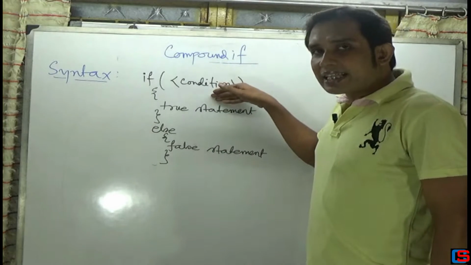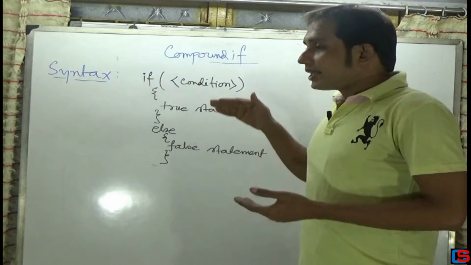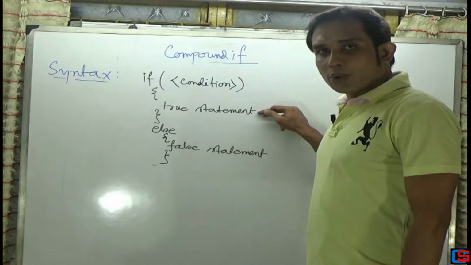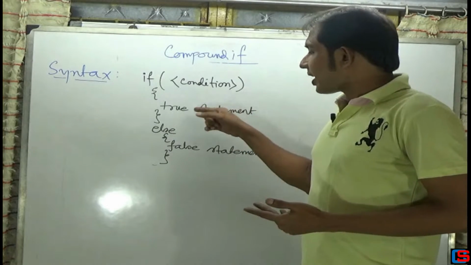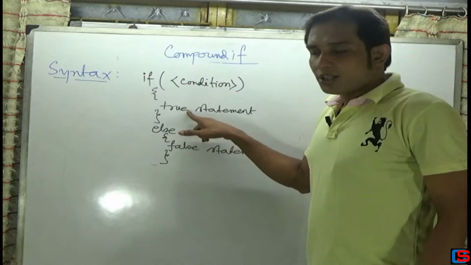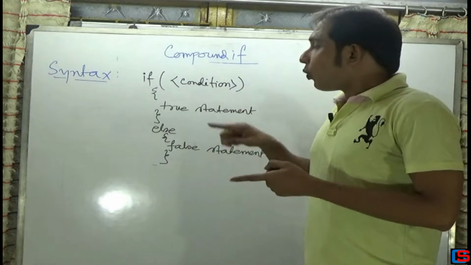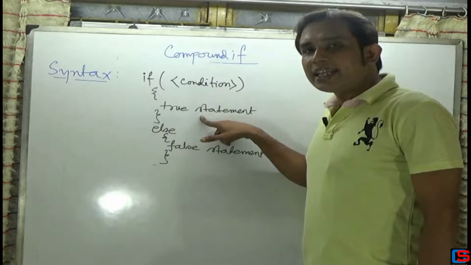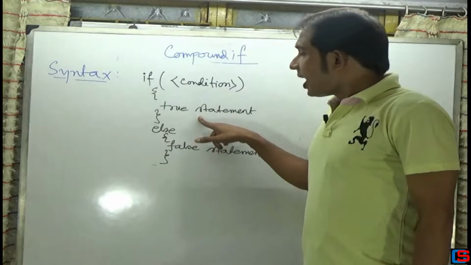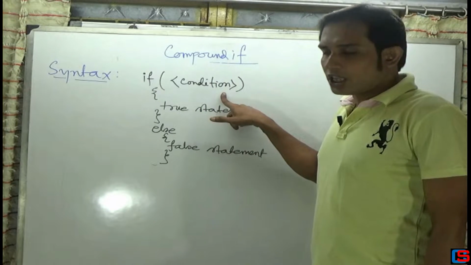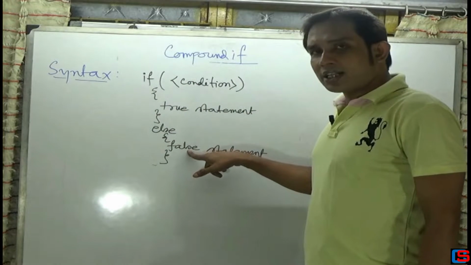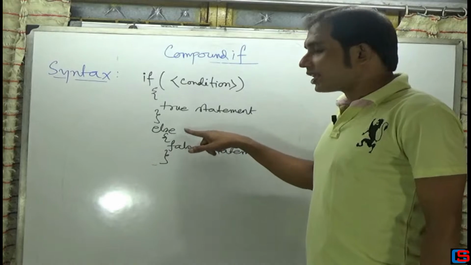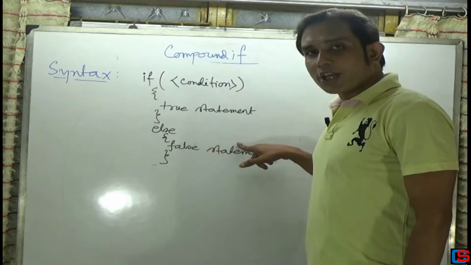So when the condition is true, this statement is going to execute, and for easier understanding, I just write an extra word true here. So it is the true statement, meaning when the condition is true, then this statement is going to execute, and if this condition is false, then the control goes to this portion, and the statement which is written in the else block is going to execute.